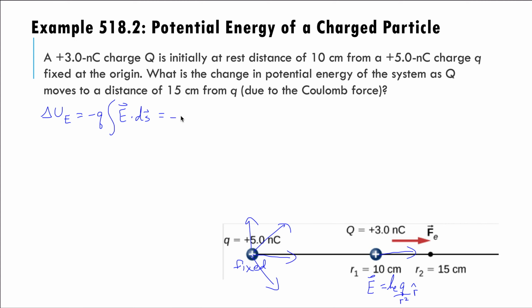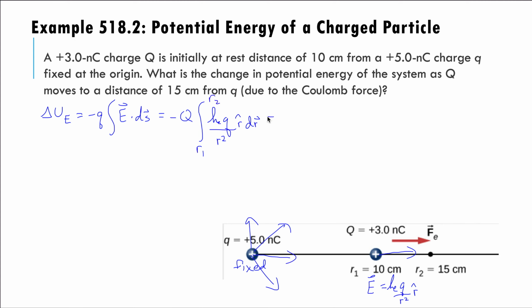So we can write this as negative big Q. And then the electric field is going to be k_e, and the field is due to little q over r squared, and it's in the r direction. And then the charge is also going to move in the r direction, so we can just call it dr. And we know that it's going to move from a distance of r1, 10 centimeters, to r2, 15 centimeters. So r1 to r2.